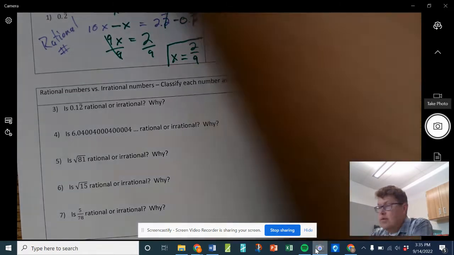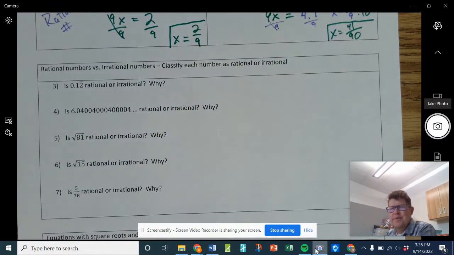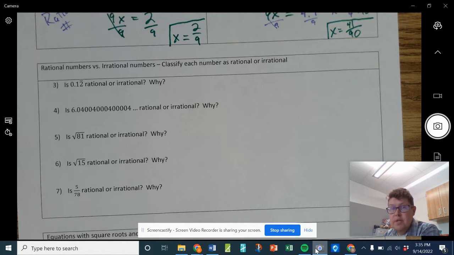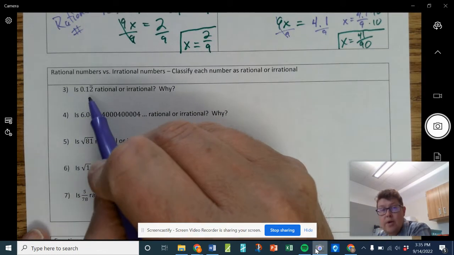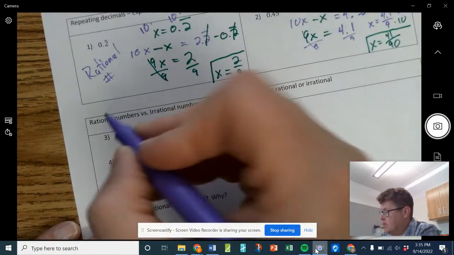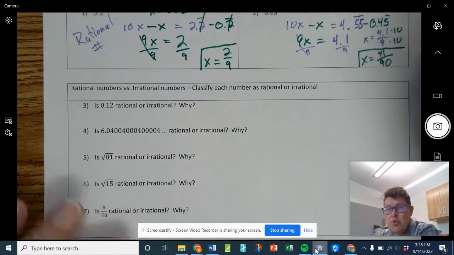Okay, guys, rational versus irrational numbers. Classify these as each. Now, is 0.12 rational? As a reminder, rational numbers means you can turn it into a fraction.